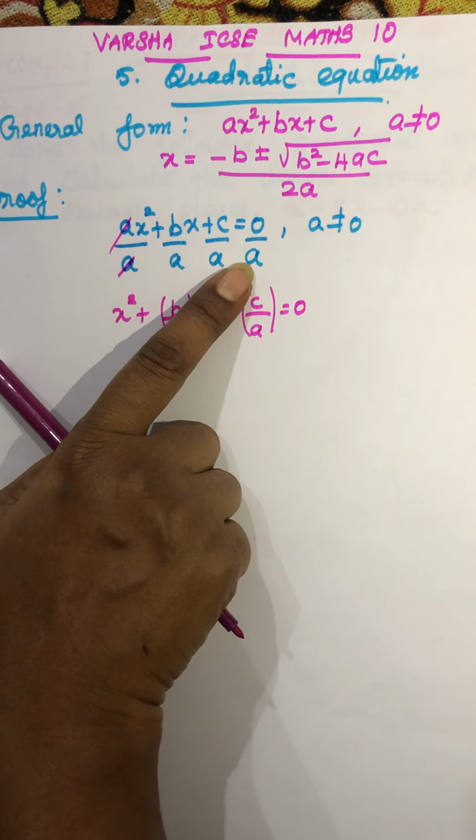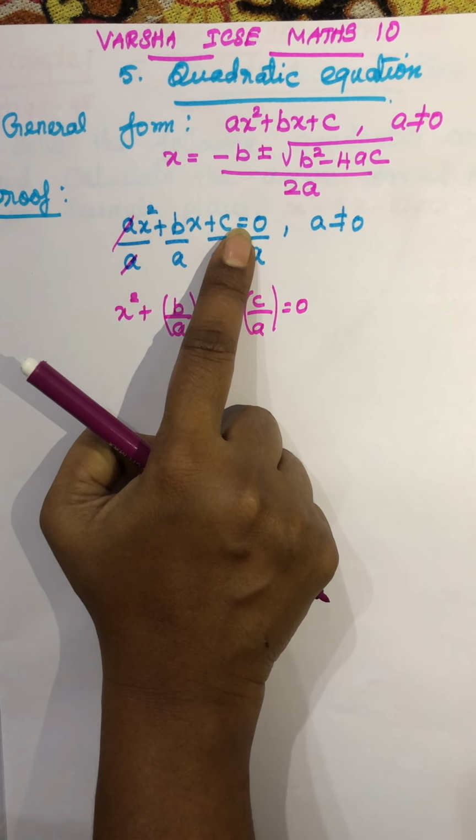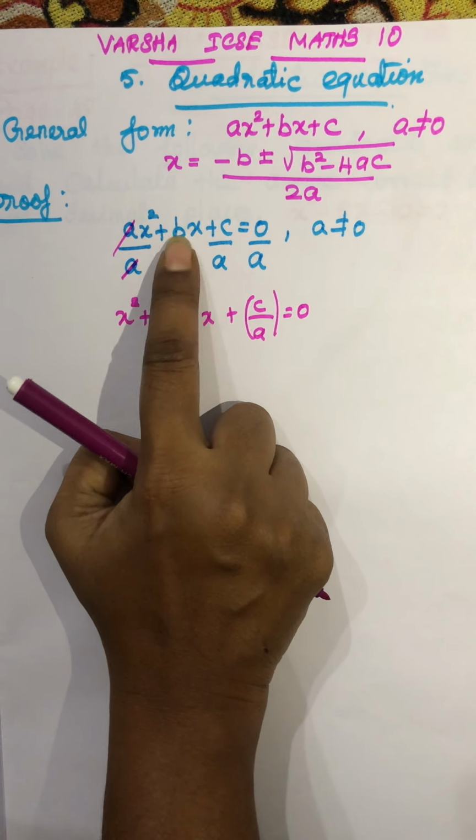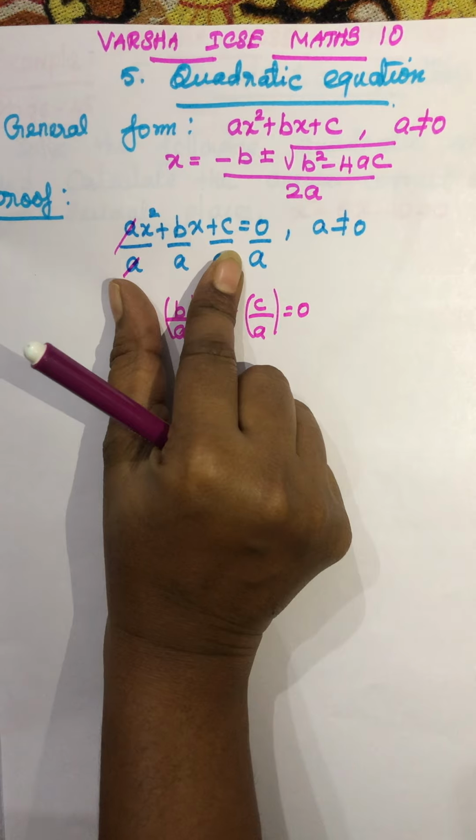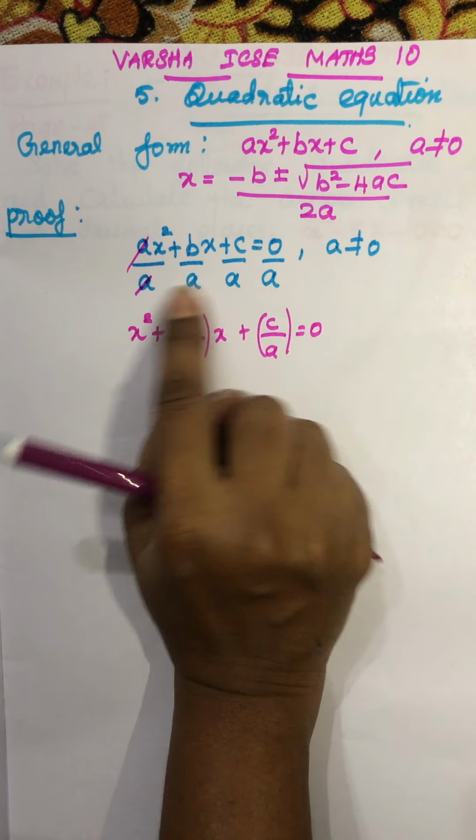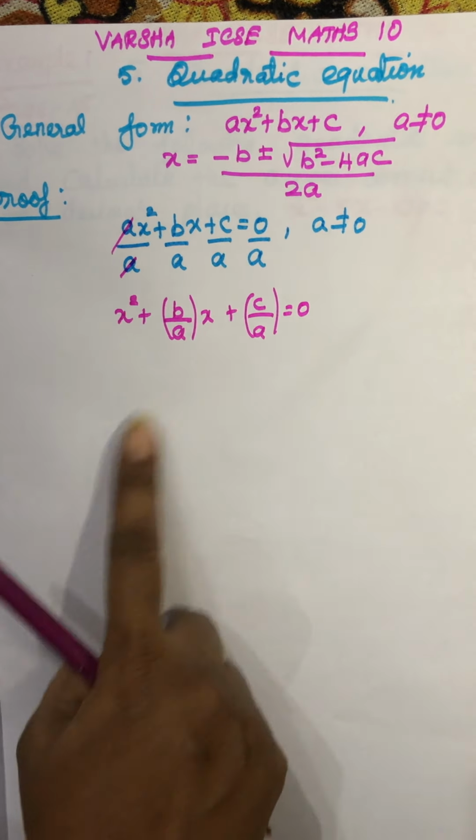0 divided by anything is 0. Since this is an equation, you have an equal sign, so whenever you divide the LHS, you have to divide the RHS also. You have to do it on both sides.